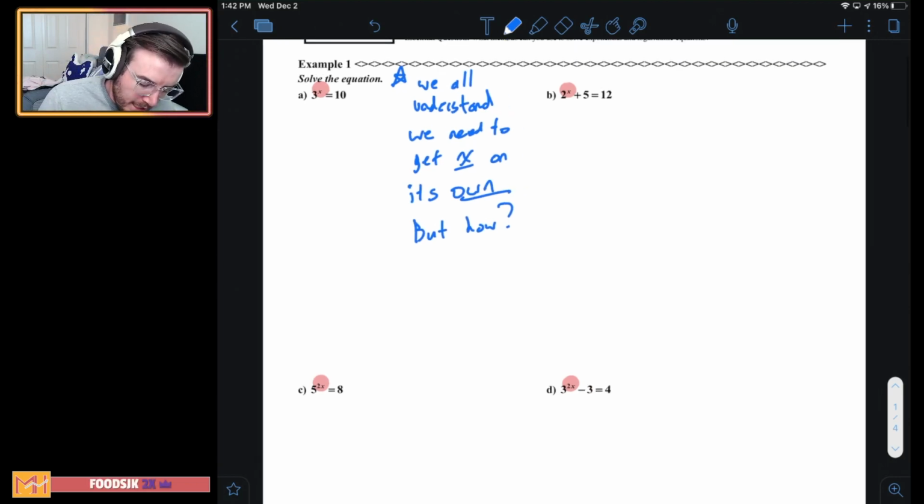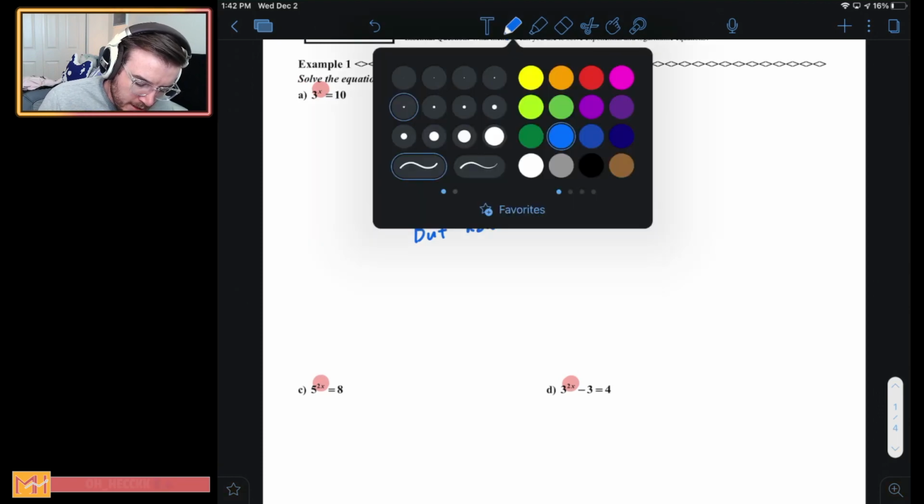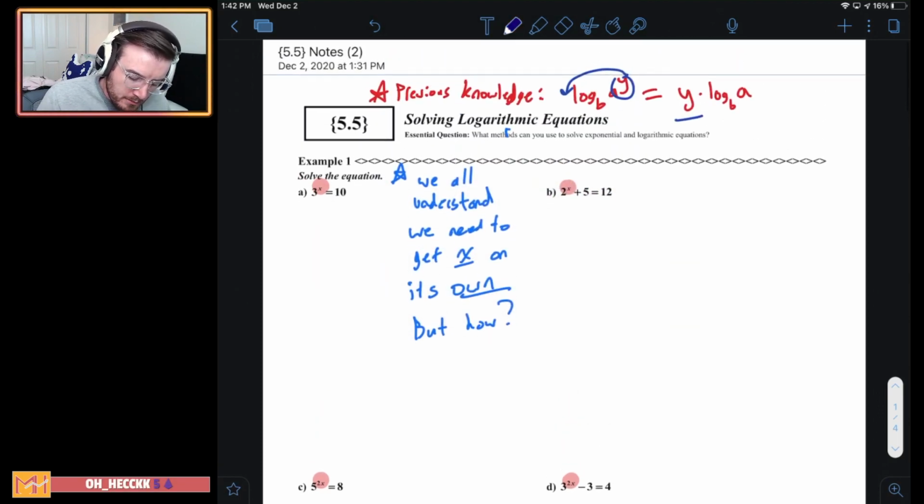Well, that's why I just reminded us of this property right here. We can bring down an exponent when there's a logarithm involved. So when you solve these equations, and honestly, I'm going to refer to these as exponential equations, when you solve exponential equations, you're going to be using a log every single time.